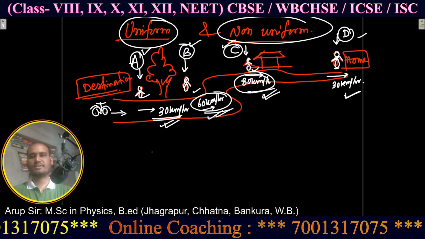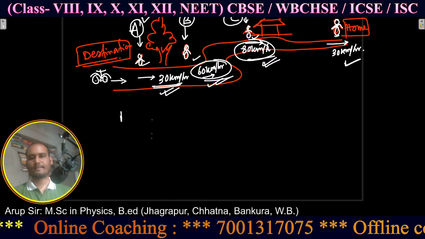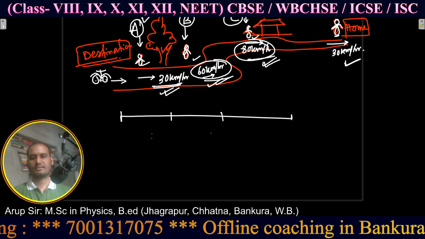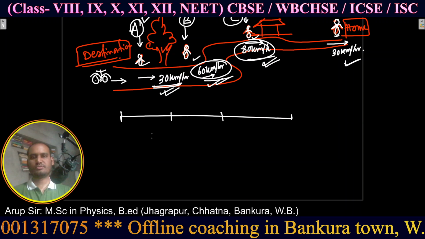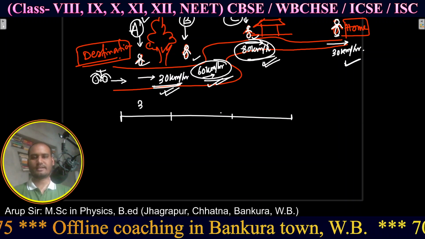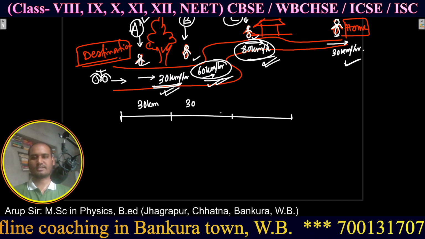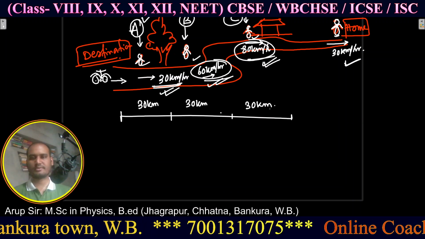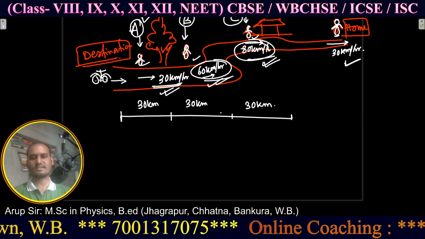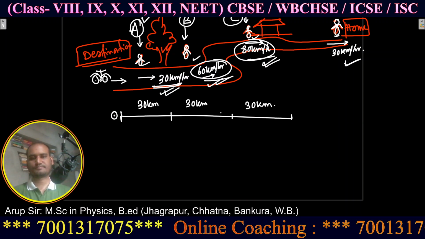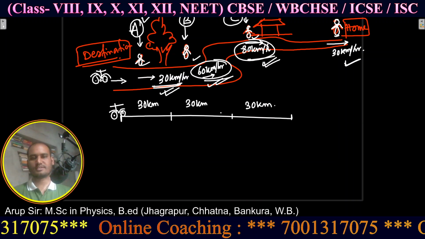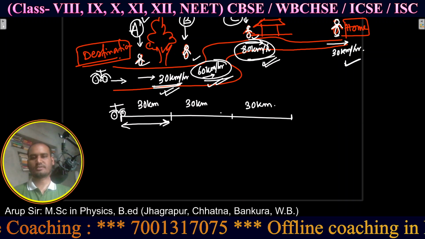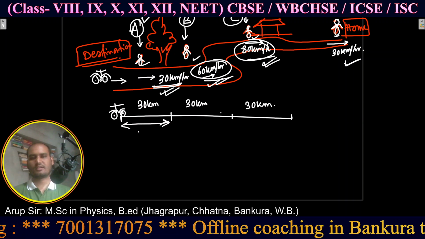For simplicity, we are taking a path and dividing this path into 3 equal segments. This one is 30 km, this one is also 30 km. I am not saying 30 km per hour, this is just distance. 30 km, 30 km, 30 km, 3 equal distances. Now his bike is moving along this path, and for this first path, since equal distance, let's suppose it is taking 1 hour.